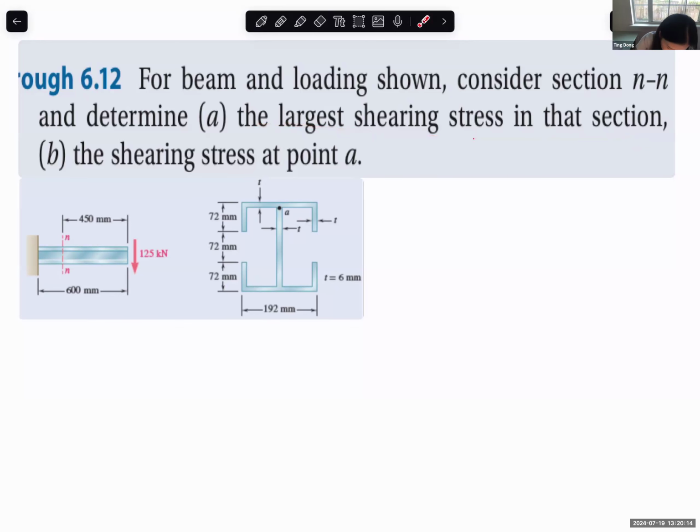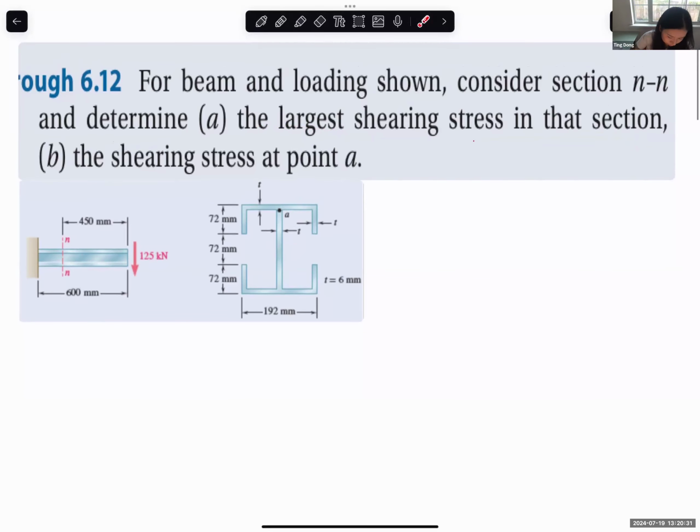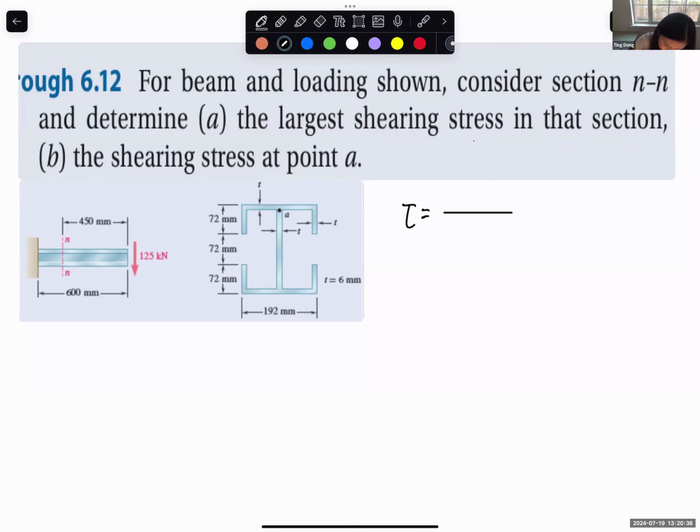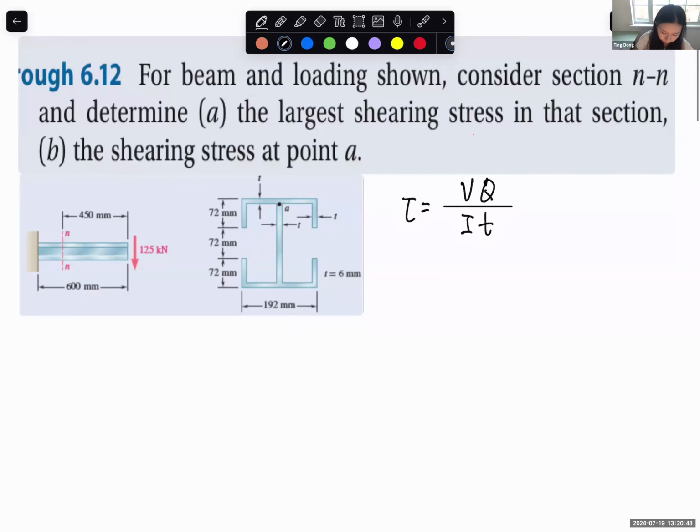Yes, the middle, the neutral surface. So for the first one, we need to consider this part. And then the second part is about point A, so we need to consider this cutting surface. Let's calculate the first part. Of course we know that tau equals VQ over IT, and I is the moment of inertia of the entire cross section. Let's calculate this one first.